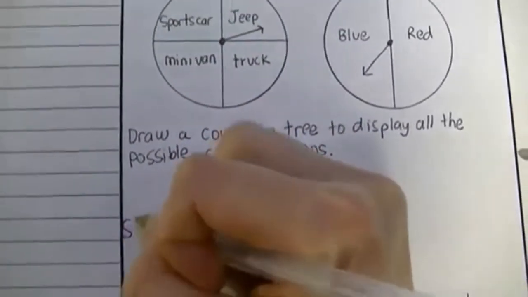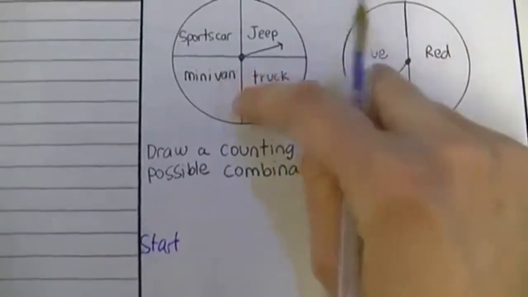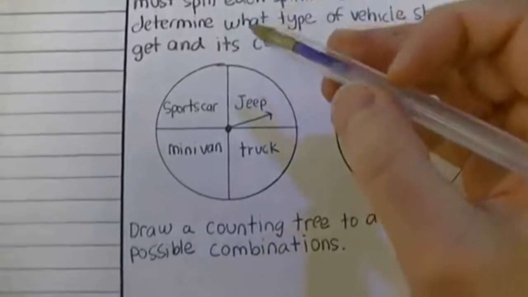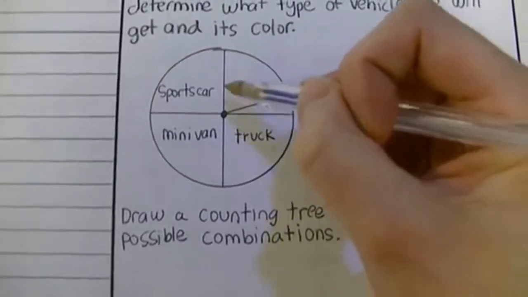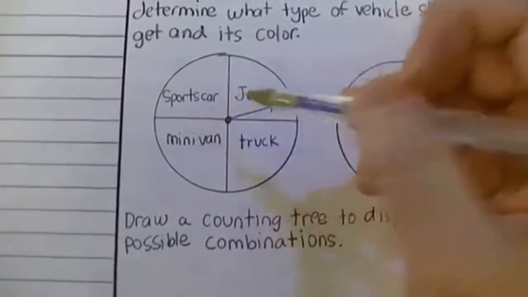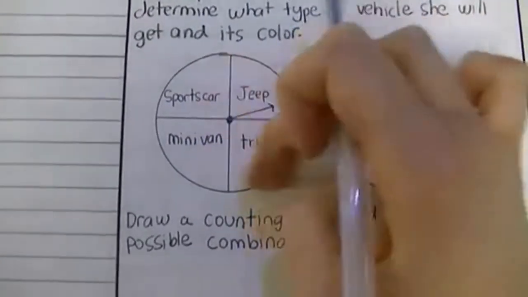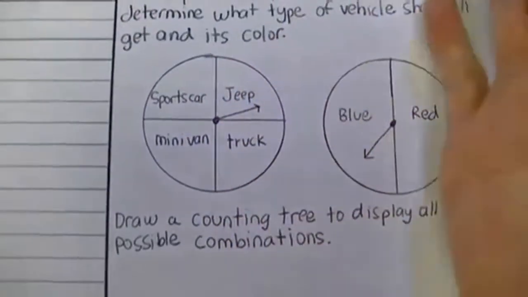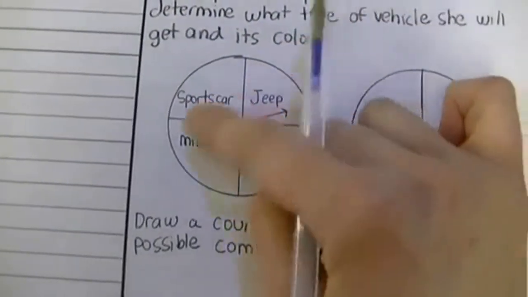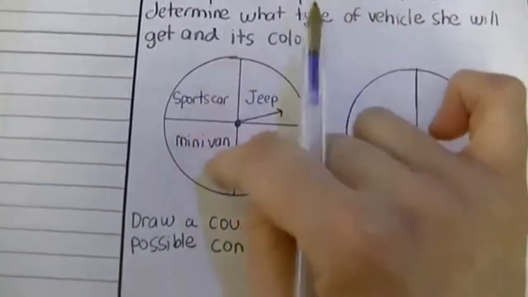So we're going to start with start. On that first spin, remember with theoretical probability, you're always going to assume that it's never going to land on the line. I know in experimental probability, if you spin it, sometimes it does land on the line, and that kind of messes you up maybe. But in theoretical probability, it's never going to land on the line.